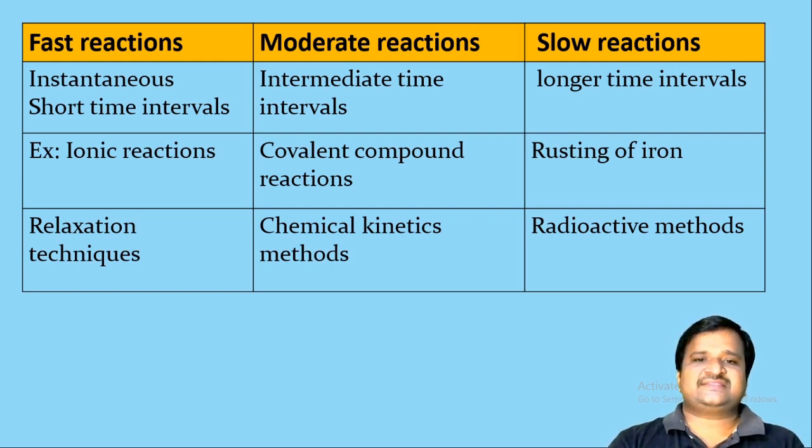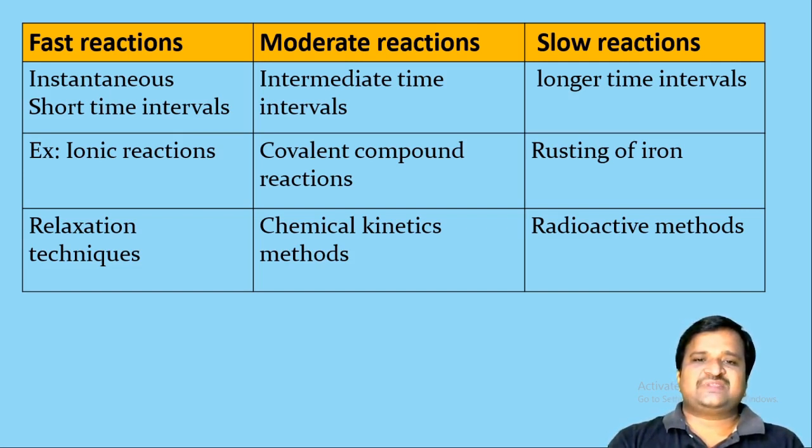And the second one is the moderate reactions. For moderate reactions, the time to complete the reaction is an intermediate time interval. That means when compared to the fast reactions, these moderate reactions are slow. And the third one is slow reactions. Slow reactions take longer time intervals to complete the reaction.